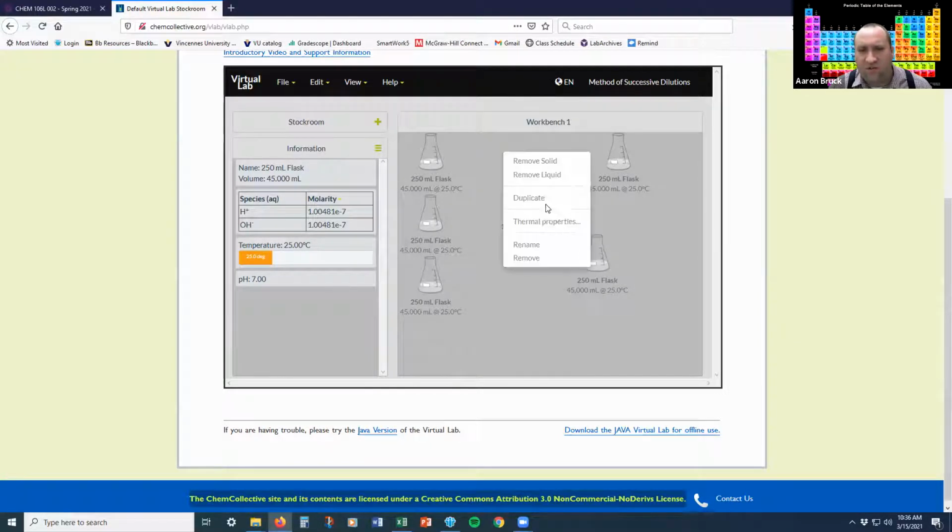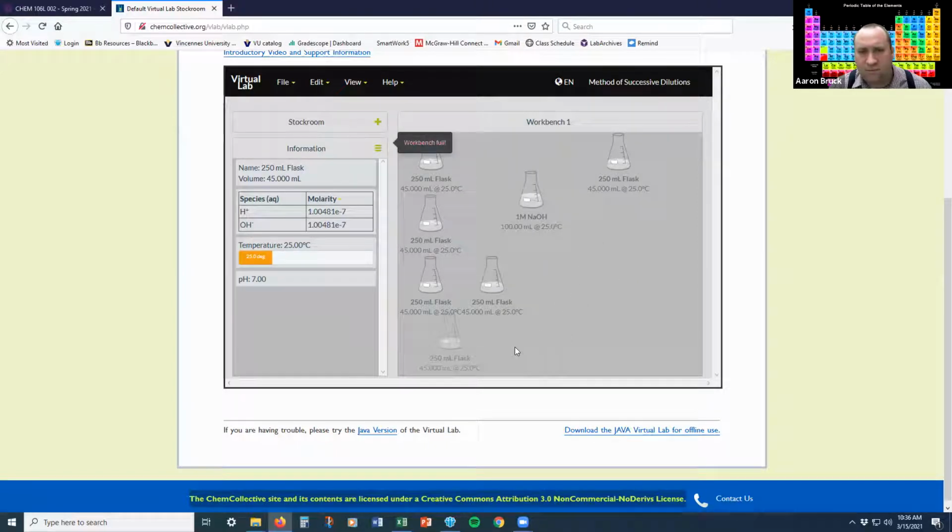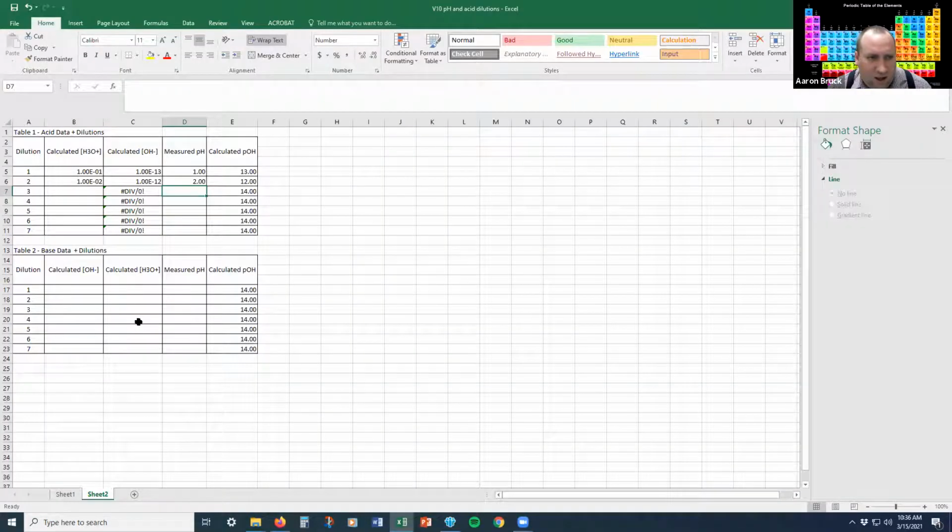To give me 7 total flasks. So that's what, 5, 6, 7. And so you go through the exact same thing. You collect all of the same data along the way.